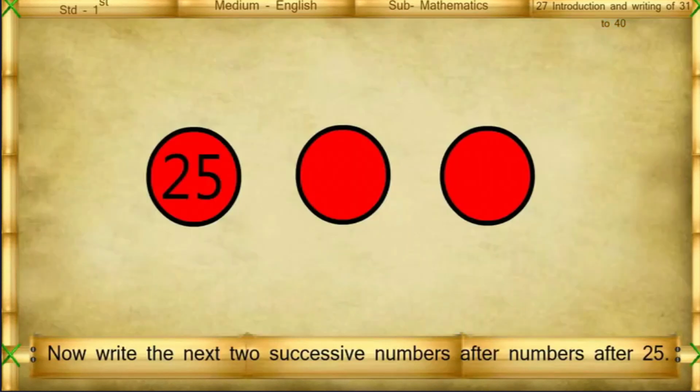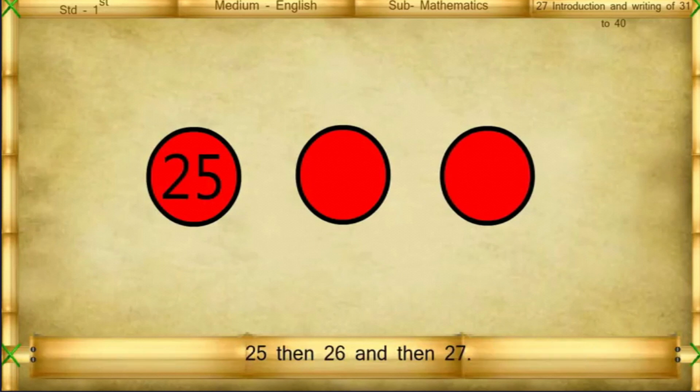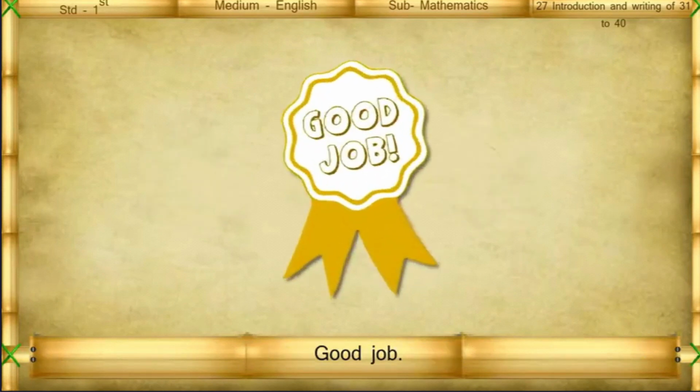Now, write the next two successive numbers after 25. 25, then 26, and then 27. Good job.